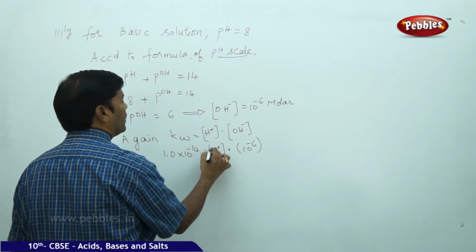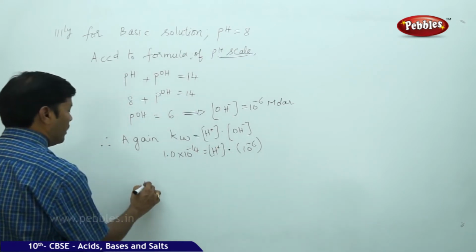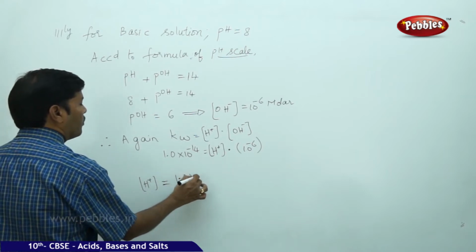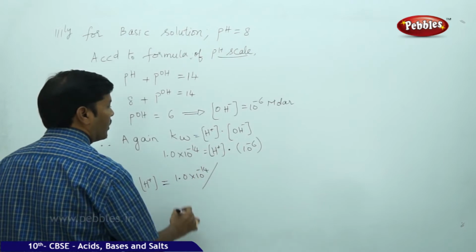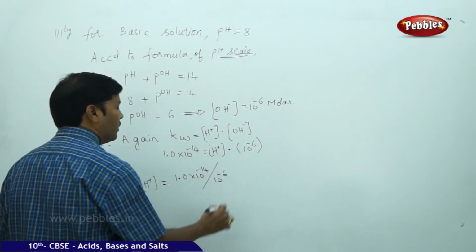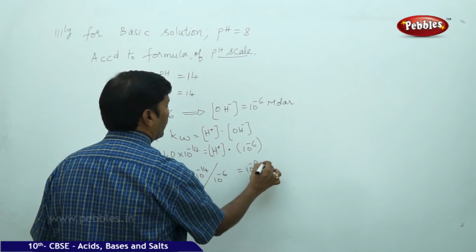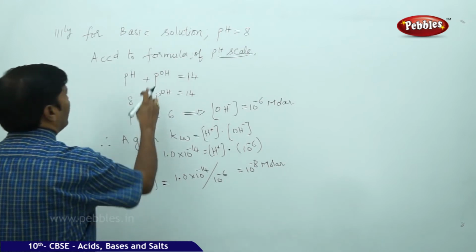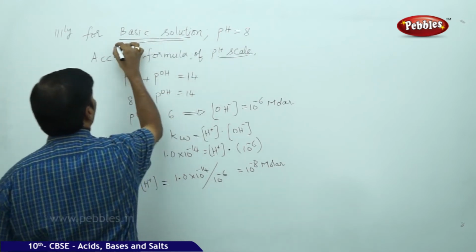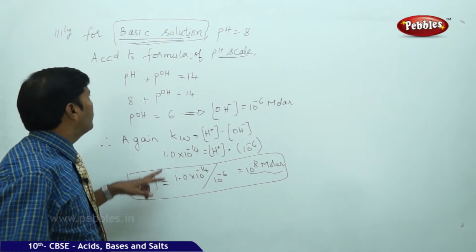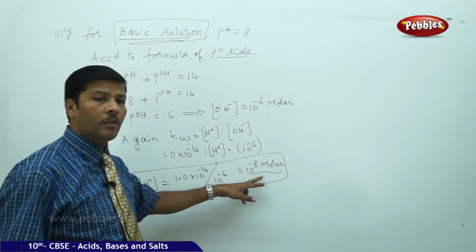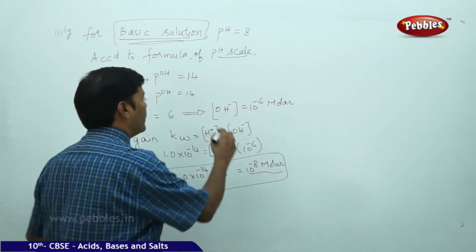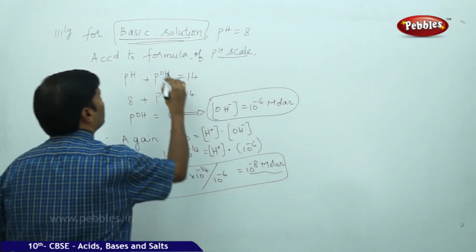Now we are supposed to calculate the H plus ion concentration. So the H plus ion concentration is equal to 1.0 into 10 to the power of minus 14 molar square divided by 10 to the power of minus 6 molar, which is going to be 10 to the power of minus 8 molar. So it is very clear that for the basic solution, the H plus ion concentration is 10 to the power of minus 8 molar, and the OH minus ion concentration is 10 to the power of minus 6 molar. I am circling both the values for this basic solution.